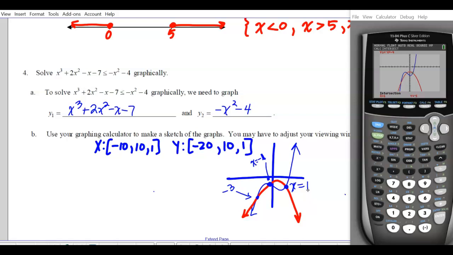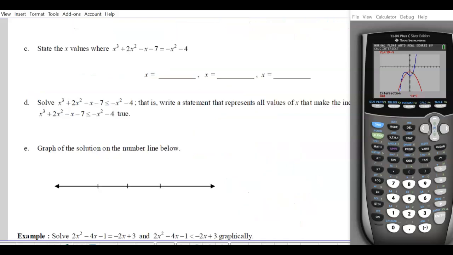So we turn to the next page. It says state the x values where they are equal. So negative 3, negative 1, and 1. And then solve. So where is it less than? Remember, the cubic has to be below, so it's this part here. So less than negative 3, and then between negative 1 and 1, including the equal signs.